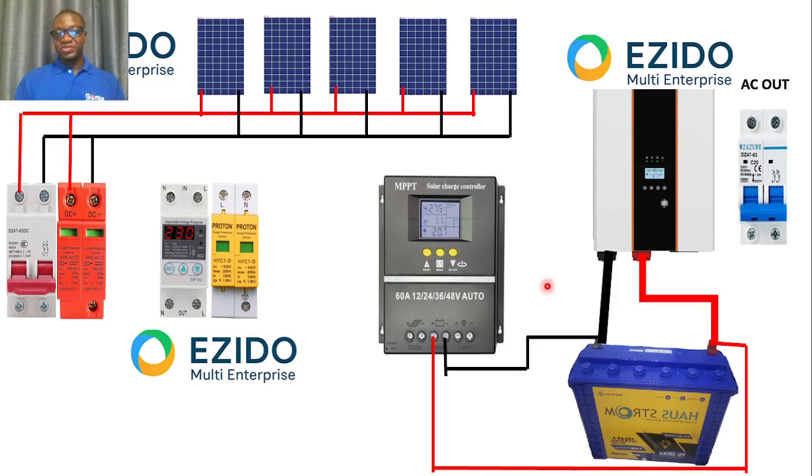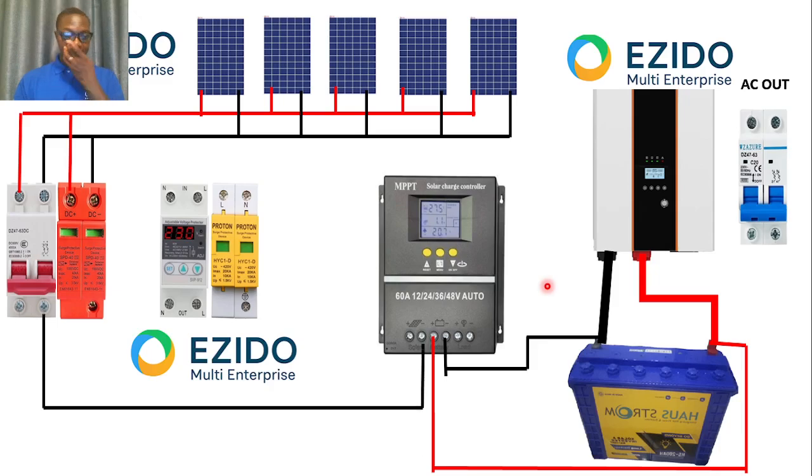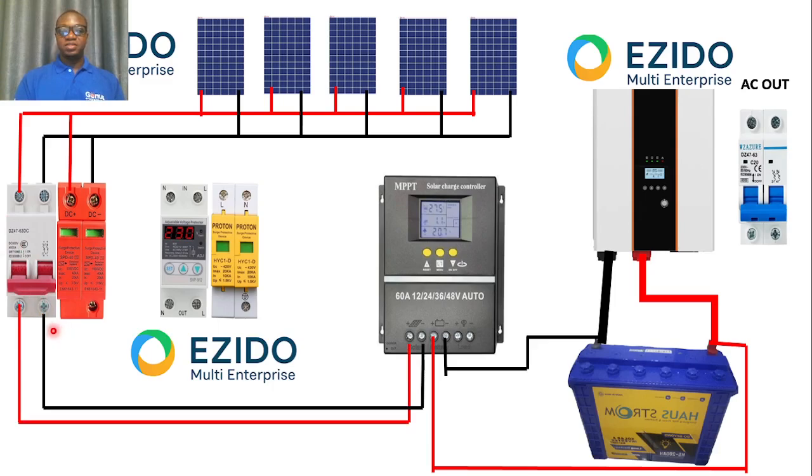The next thing you are going to do is to connect the charge controller to the solar panels. The negative terminal of the charge controller is connected to the negative terminal of the DC breaker, and also the positive terminal of the charge controller is connected to the positive terminal of the DC breaker. And then we move from there.